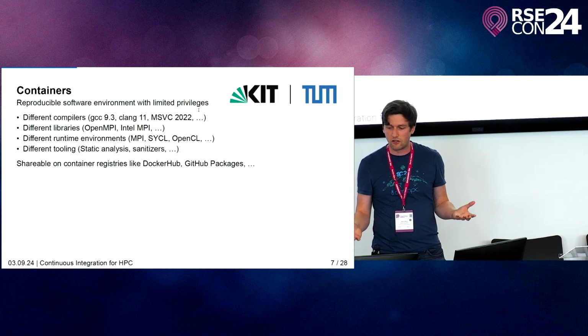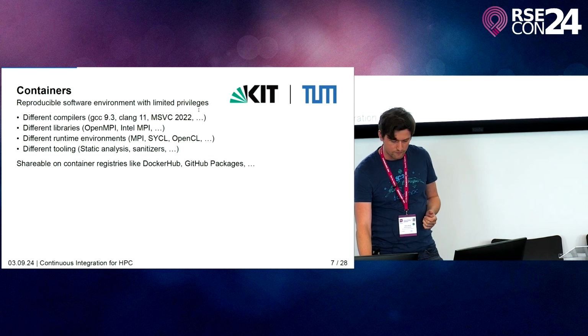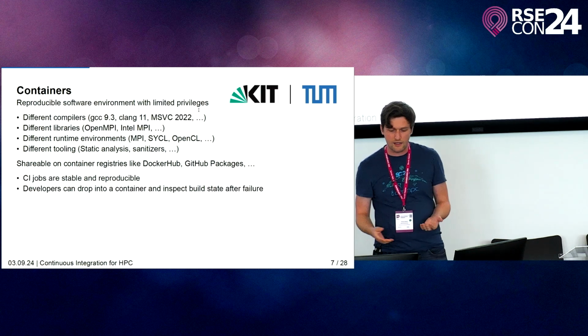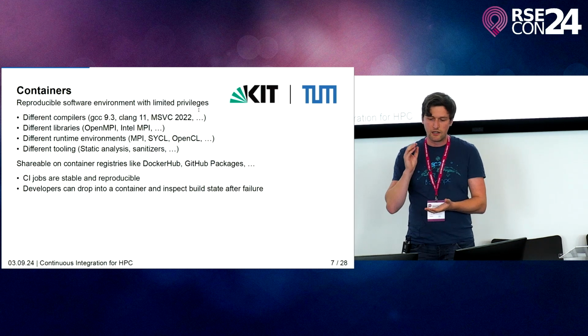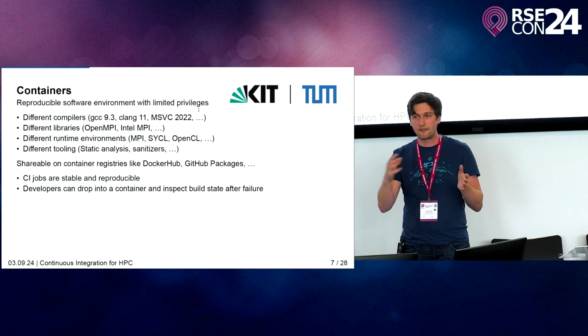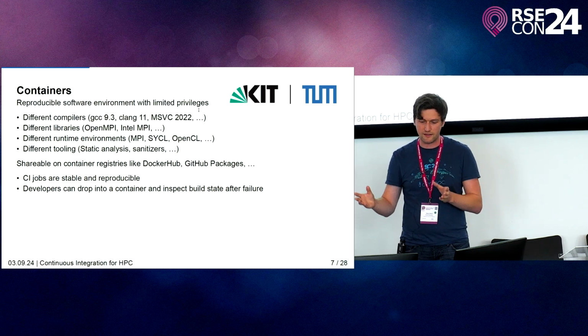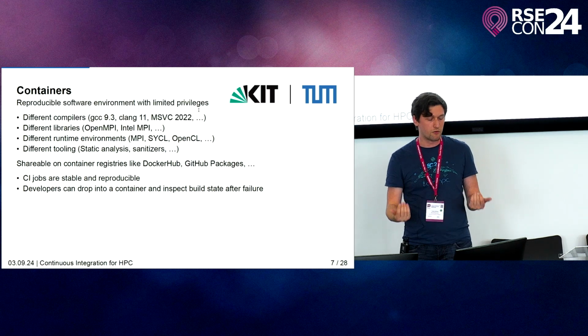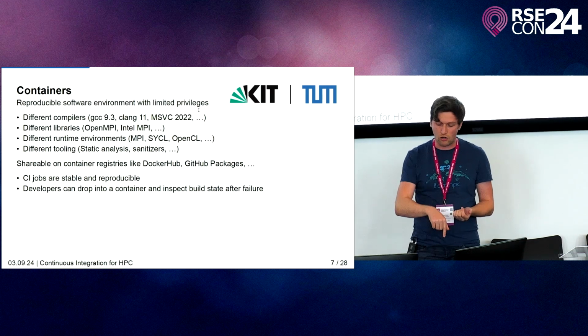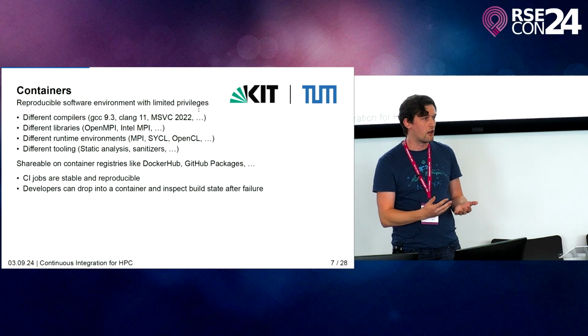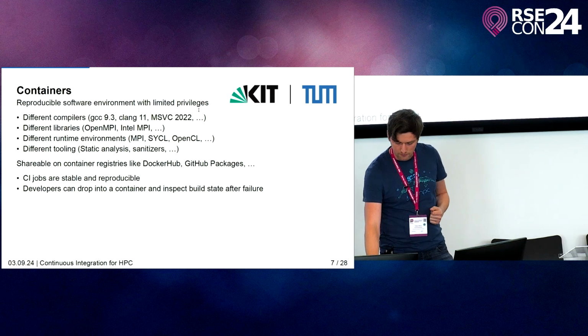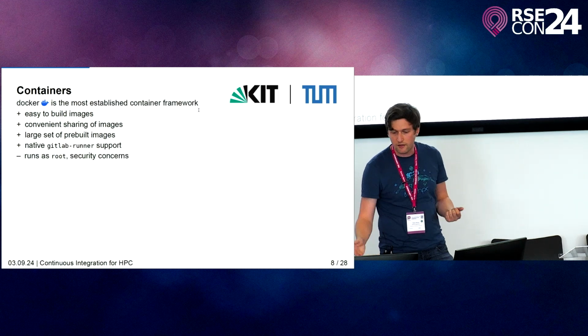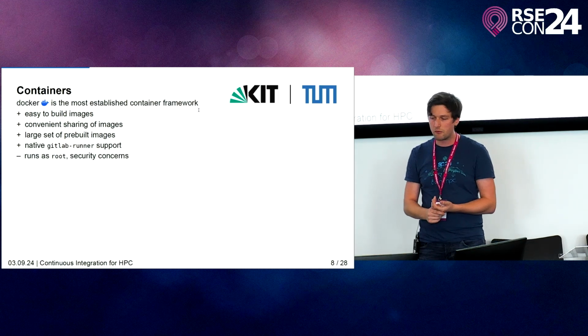But this is, of course, not always easy on HPC systems. So the nice thing is that we have a stable environment that we are building our software in that doesn't change from job to job, but it's always the same. And if the developer needs to reproduce an error, they can just drop down into the container and figure out where that issue is coming from. So what are the common environments there?